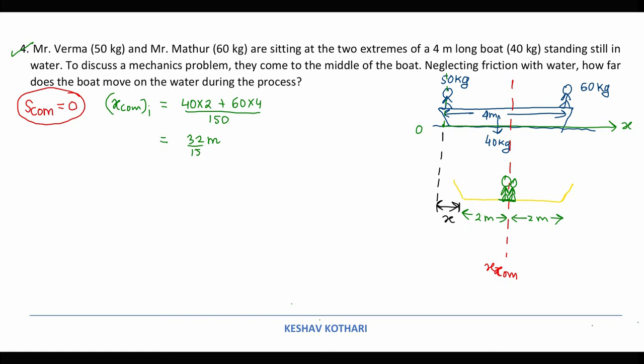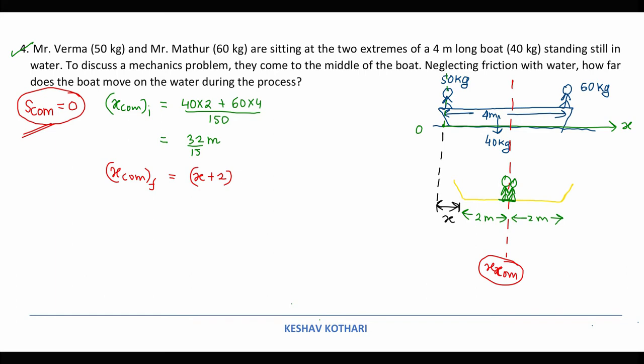So I can say that the final position of center of mass is also the same, and hence the boat will be displaced in such a way that when they meet, it will be at the position of center of mass. So the new position of center of mass, that is the final position of center of mass, is equal to x plus 2. So the displacement of center of mass is equal to 0. So the initial and final position of center of mass matches.